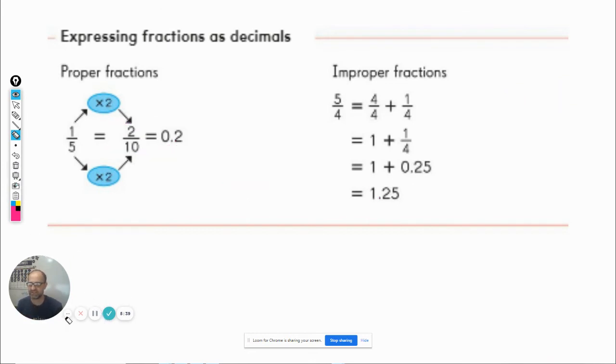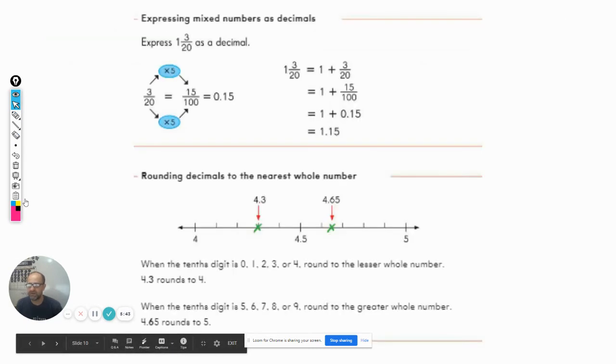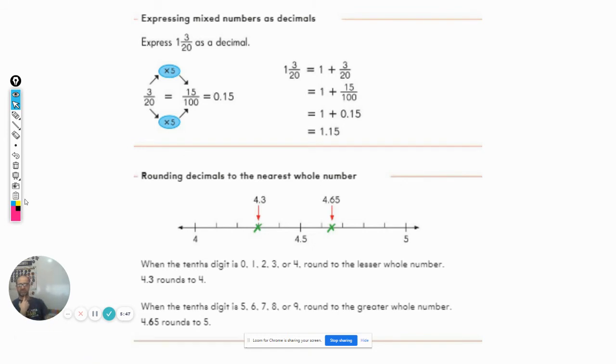Okay, let's see. And then the same thing as writing a mixed number as a decimal. You're just converting the 3/20ths part to 15/100ths. Find that common denominator that converts easily to a decimal, and you'll get 1 and 15/100ths.